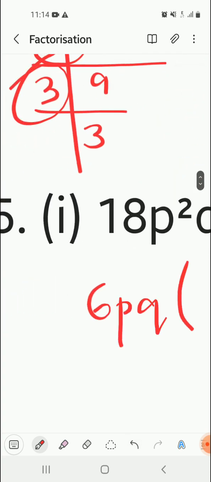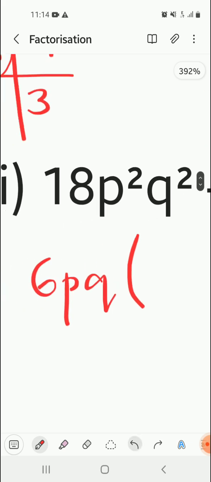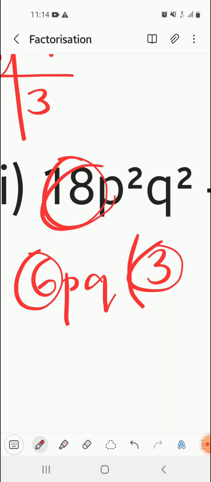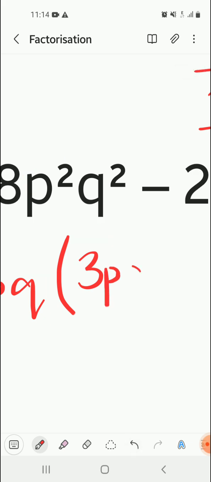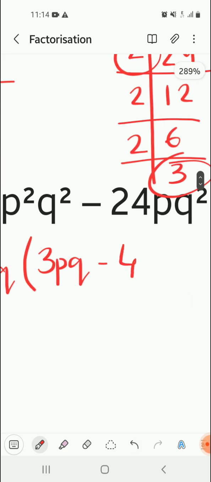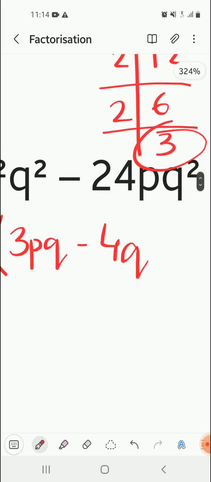Common. Now see, 6 into 3 is 18. And we have already written pq here. So here there is p square q square. It means 1 p and q. Minus sign. 6 into 4 is 24, so we are going to write 4. Here we have got q square, here there is only q. p is already given, so not an issue. So we are going to write 4q.